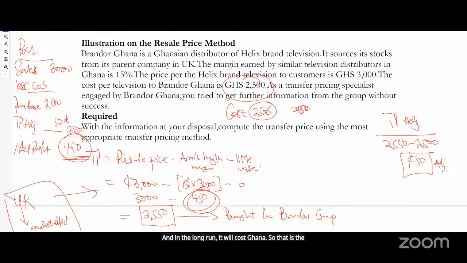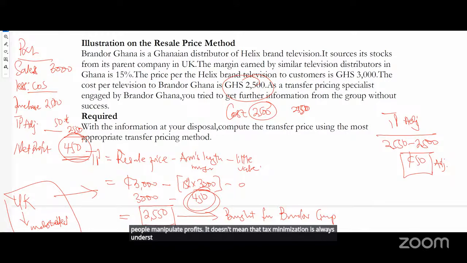So these people manipulate profit. It doesn't mean that tax minimization is always understatement. I can overstate profit with the benefit showing up in the next 5 years, and you will not even see it because it's the entire group benefiting.